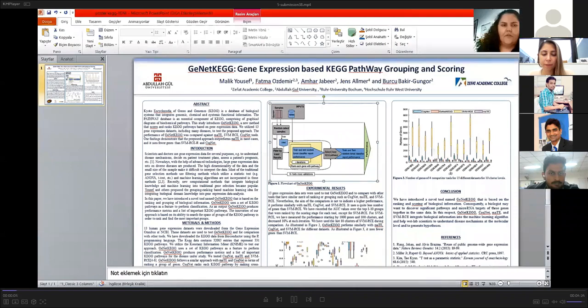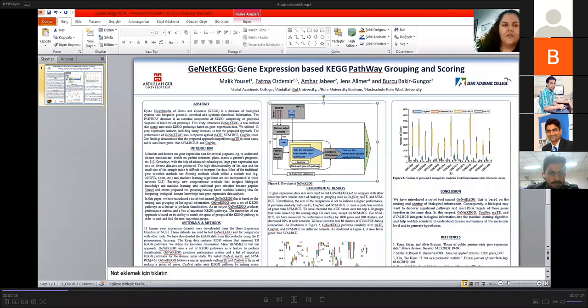Hi, I am Fatma Özdemir. Our study is GNet-CAC, gene expression-based CAC pathway grouping and scoring. In this study, we introduced GNet-CAC. It is a new method that scores and ranks CAC pathways based on gene expression data.